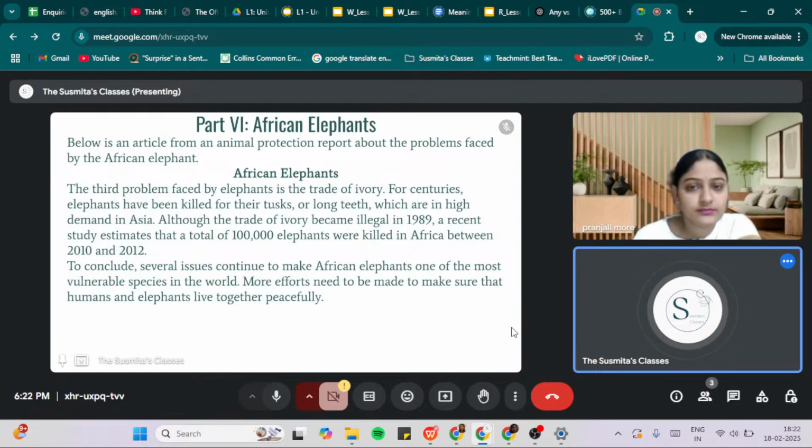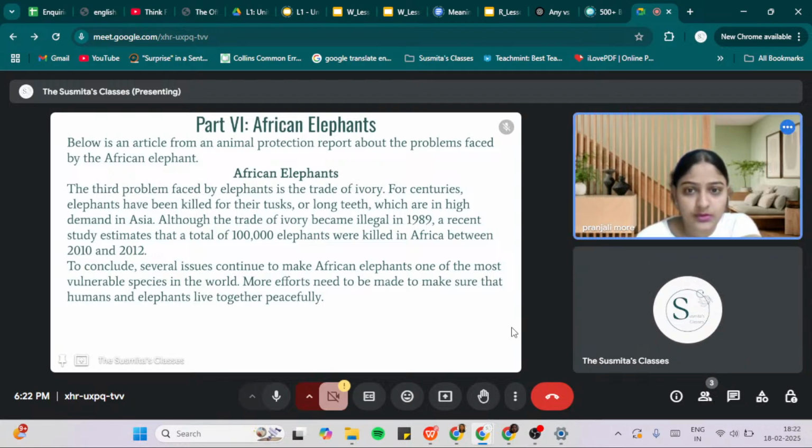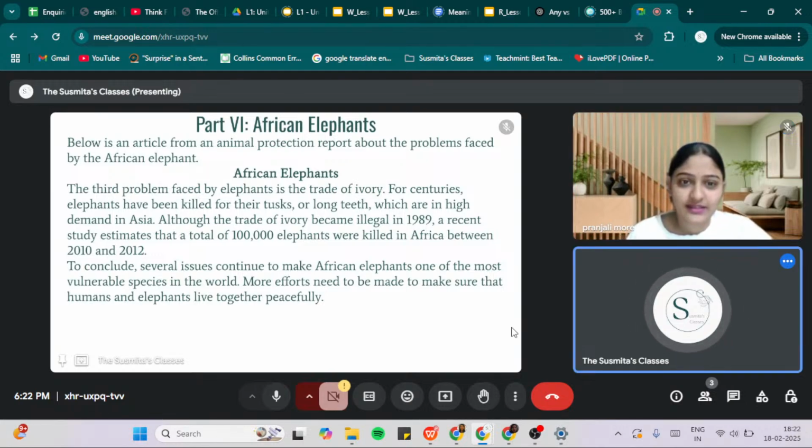The third problem faced by elephants is the trade of ivory. Do you know what is ivory? Then we will find the meaning of that word first. Okay, ivory is basically that, जे दात असतात त्यांचे बाहेरचे, those teeth which are visible from outside, that's called ivory.